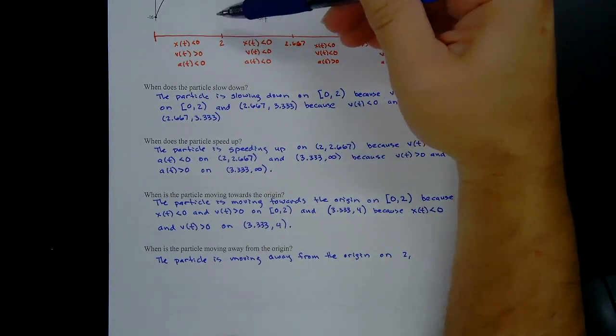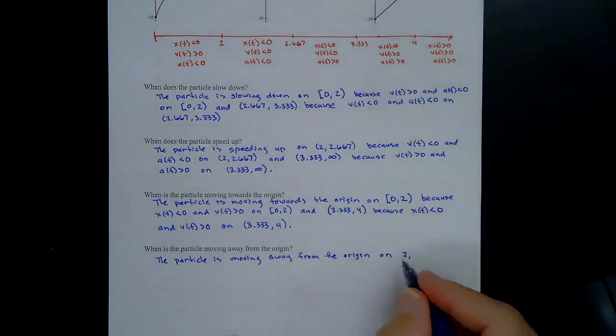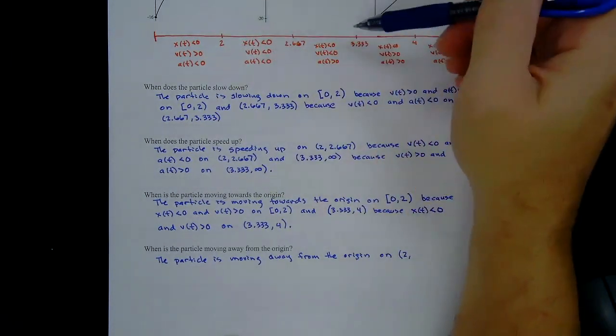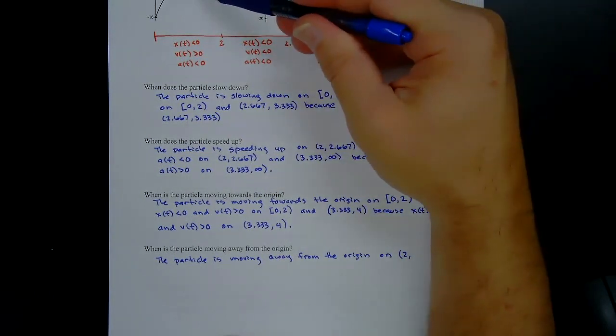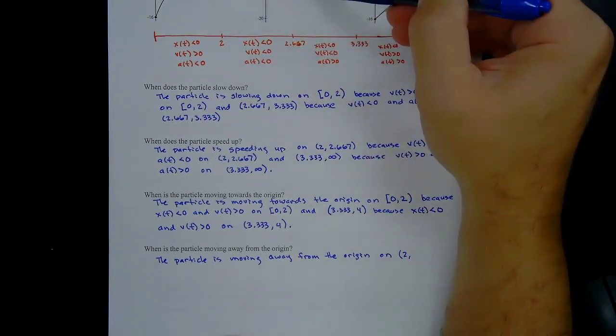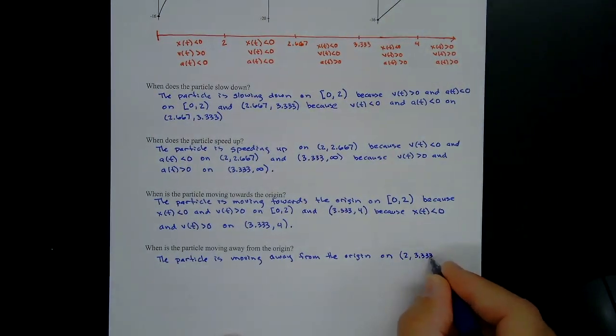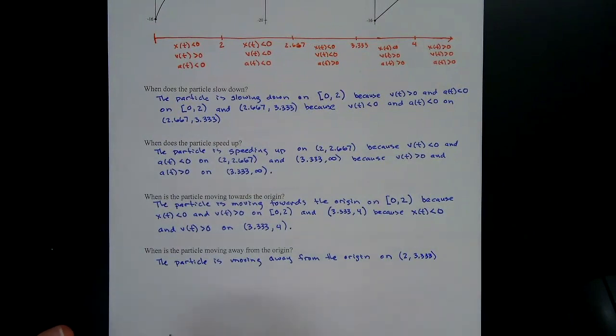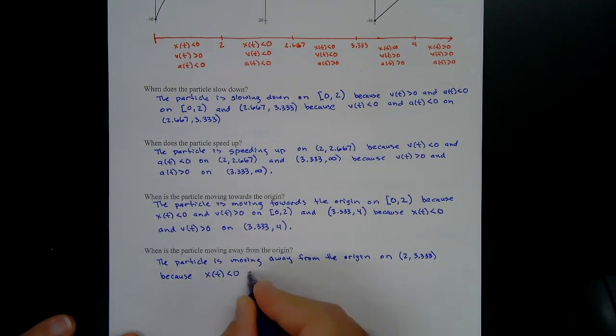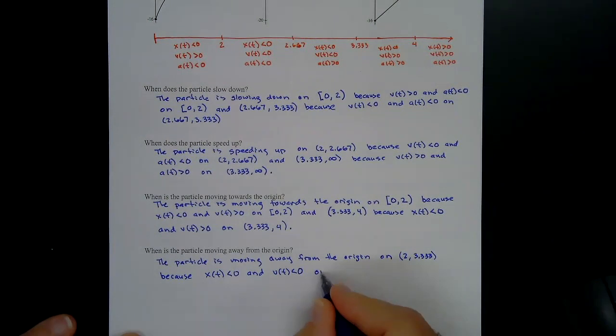But do we include that 2? No, because the position is 0 there. So we're not going to include 2. Are we going to include the 3.333? Well, at 3.333 the position is negative, but the velocity is not negative. It's actually 0 there. So we're not going to include 3.333 either. Because x of t is less than 0 and v of t is less than 0 on the interval 2 to 3.333.